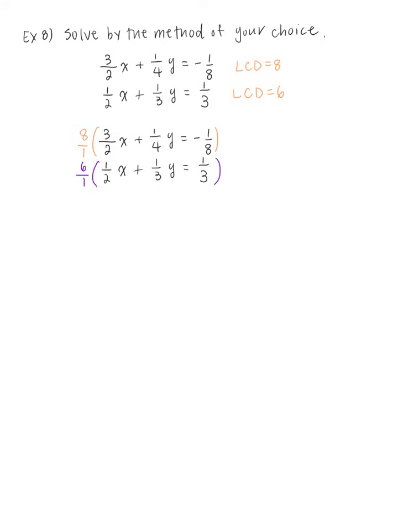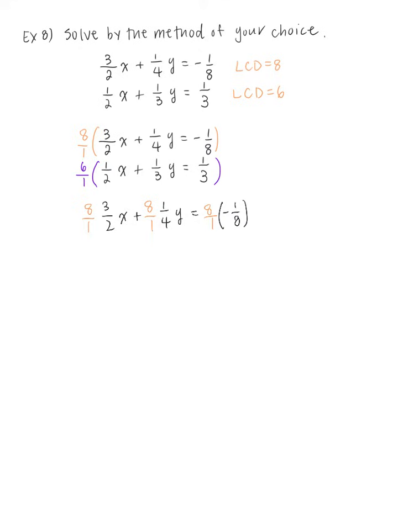All right, so let's do it. First, let me do this step by step so you can follow what I'm doing. If I distribute the 8 to the first term, let me keep the same color here. We're going to have 8 over 1 times 3 over 2x, plus another 8 over 1 times 1/4 y. And don't forget to multiply by the 8 on the right hand side of the equation. A lot of students forget that. So here you're going to have 8 over 1 multiplying negative 1 over 8.